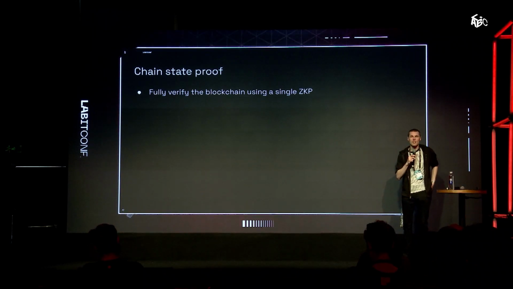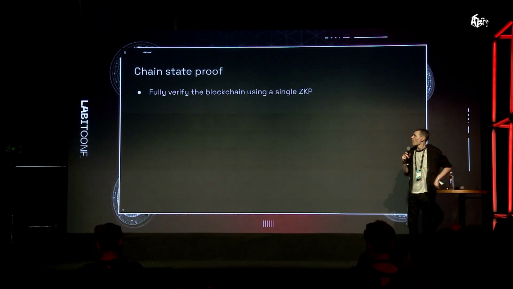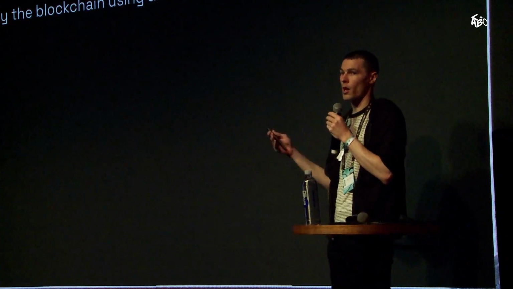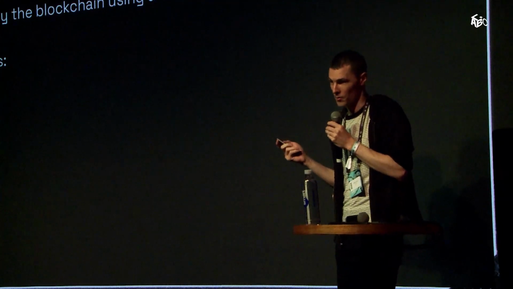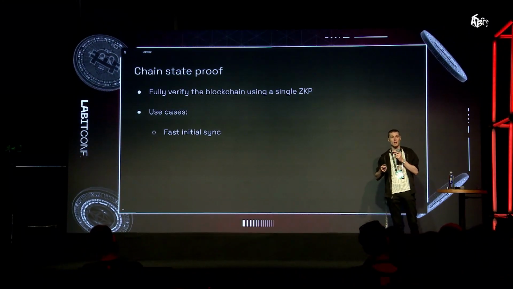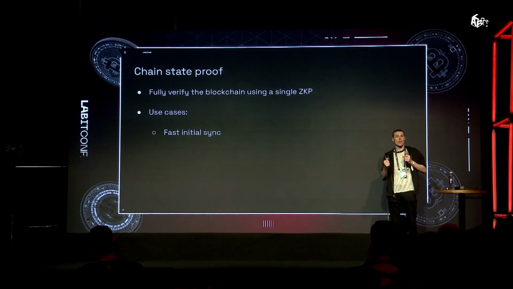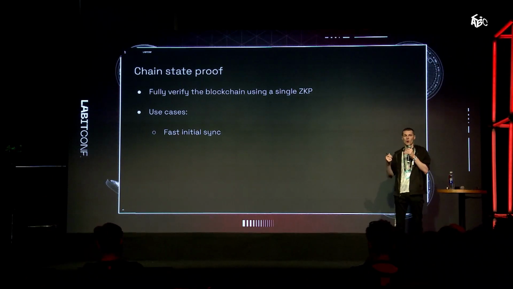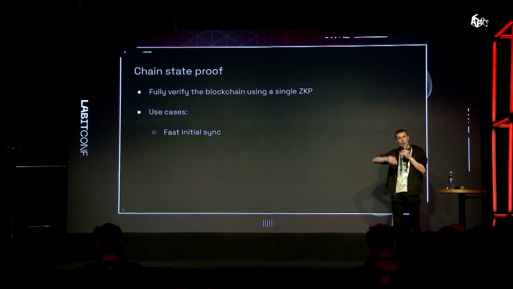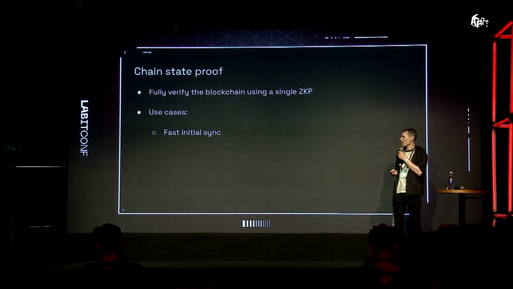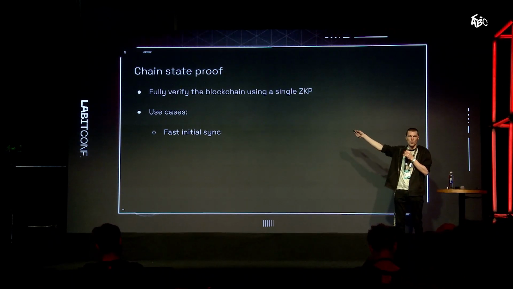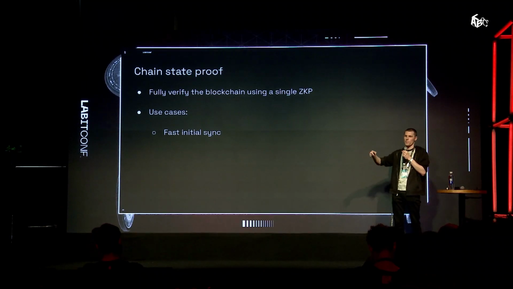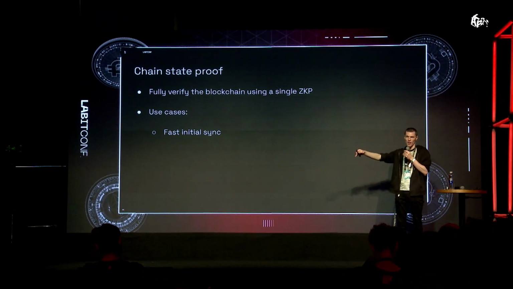So the next application is a chain state proof. With a chain state proof, you can fully verify the blockchain using a single zero-knowledge proof. Some use cases of this include a fast initial sync. So instead of having to download, let's say, Bitcoin Core and wait for many hours, potentially days, depending on your internet connection and computing hardware, to download and verify the full Bitcoin blockchain, you just download a zero-knowledge proof, which proves, hey, the entire chain up until this point in time is valid, and then you can continue syncing the blockchain from there.